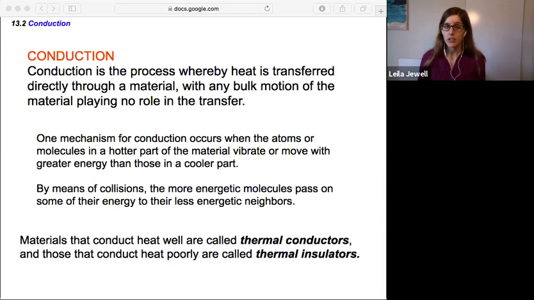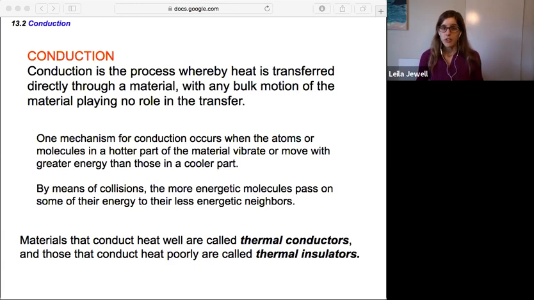One mechanism for conduction occurs when the atoms or molecules in the hotter part of the material vibrate or move with greater energy than those in the cooler part, right? So if the molecules are moving slower, if there are collisions between the hotter ones and the cooler ones, then the more energetic molecules can pass their energy to the less energetic neighbors. So that's one method of how conduction actually works. It's the sort of thing that you can study more in material science or chemistry. We're just dipping our toes into it right now.